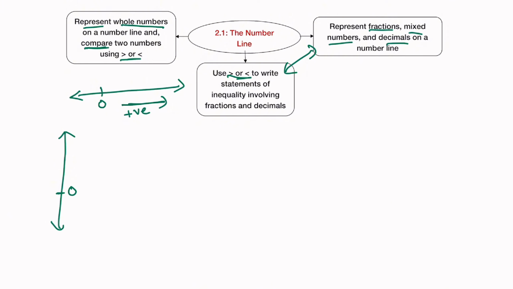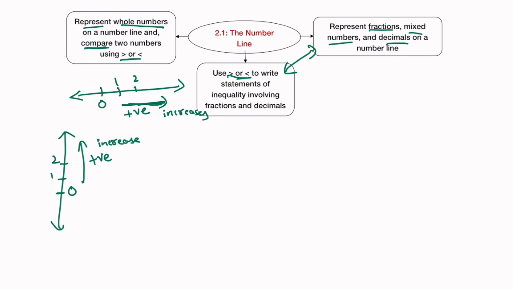Likewise here, you have 0. All the positive numbers will be on the top of 0, above 0. So positive numbers on the horizontal line are on the right side of 0, and on the vertical line they are on top of 0. So this way the numbers increase. Likewise here, the numbers will increase. So 1, 2, and so on and so forth. Okay, so this is how you represent them on a number line.